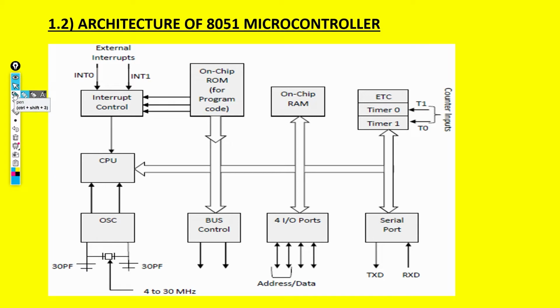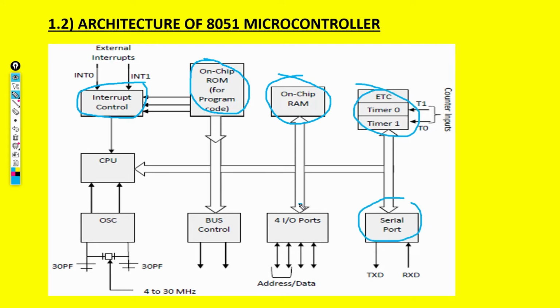Welcome everyone. In today's video we will learn about the architecture of the 8051 microcontroller. The 8051 microcontroller consists of an interrupt control block, on-chip ROM memory, RAM memory, two timers and counters, a serial port and four input-output ports, bus control, an oscillator and a CPU. So let's learn them briefly.